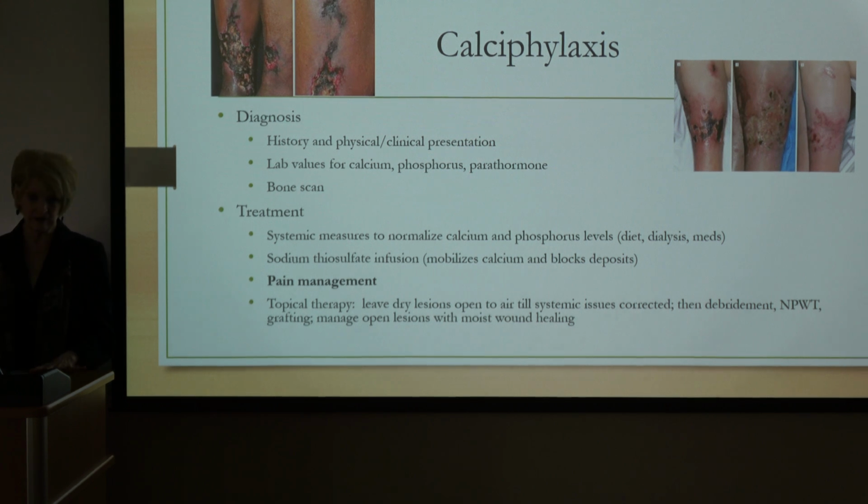Get your systemic management plan into place, which is going to involve diet, meds, dialysis, modifications. Get your pain management established. Then once the patient is stable systemically, you can move ahead with active treatment of the wounds, which typically involves debridement, ideally under anesthesia. These patients usually cannot tolerate debridement at the bedside.